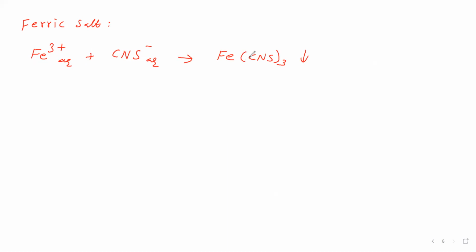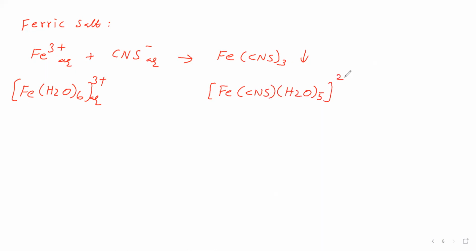This we can say even in the form of a complex. Sir, how to say in the form of complex? This Fe3+ is present in the aqueous solution in the form of a complex. That complex is [Fe(H2O)6]3+ aqueous. Water is the ligand here. This water ligand is replaced by CNS minus. Therefore, we will have [Fe(CNS)(H2O)5]2+. It is one complex.